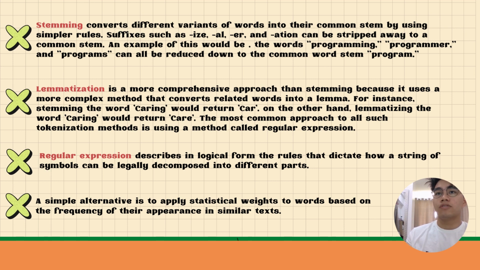The most common approach of them all is using the method regular expression. Regular expression describes in logical form the rules that dictate how a string of symbols can be legally decomposed into parts. Once a bag of words has been reduced into lemmas, it is possible to map the lemmas onto terminology. Whenever concepts are uniquely determined by a single word, map them directly; if more than one mapping is possible, proceed to analyze the text further. A simple alternative is to apply statistical weights to words based on the frequency of their appearance in similar texts. Simple bag of words methods are very simple and they are mostly used.